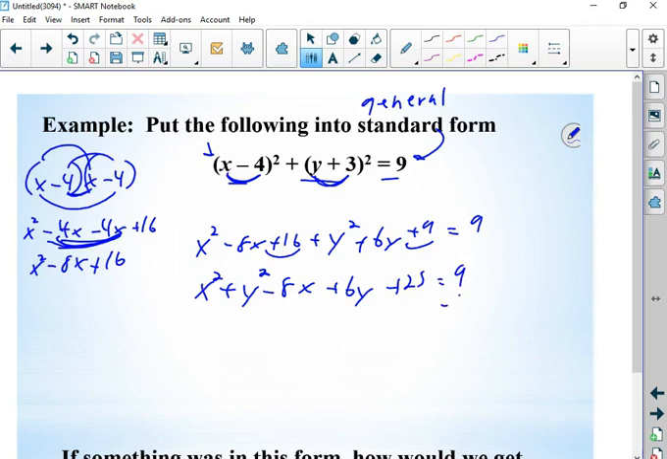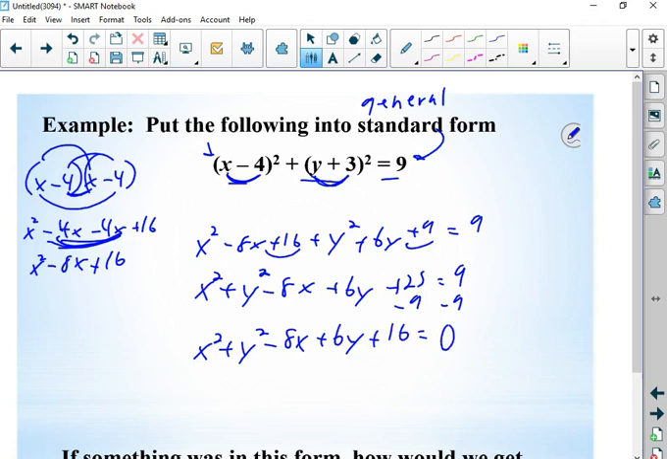And the only thing I need to do is get rid of this 9. It needs to be equal to 0. And I'm done. X squared plus y squared minus 8x plus 6y. 25 minus 9 is 16 equals 0.